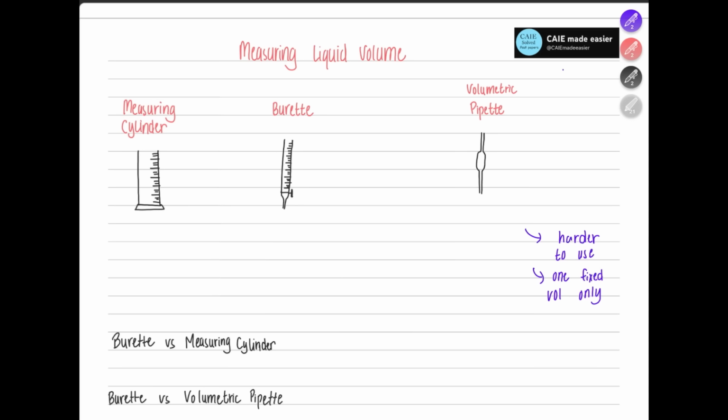Alright, now we will discuss some ways in which we can measure liquid volume. So the first way is that you can use a measuring cylinder. A measuring cylinder looks something like this. But the key thing to notice is that this has very little accuracy. It's usually used when you want to pour a liquid. For example, if you want to pour a liquid into a flask, you can put it in a measuring cylinder, measure it, and then pour it somewhere else.